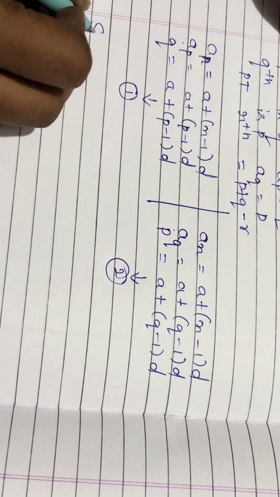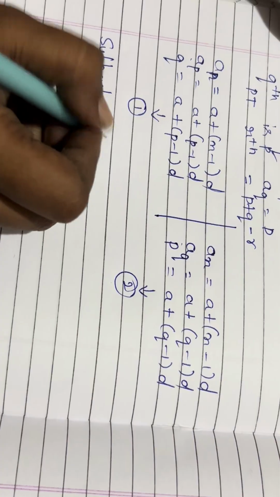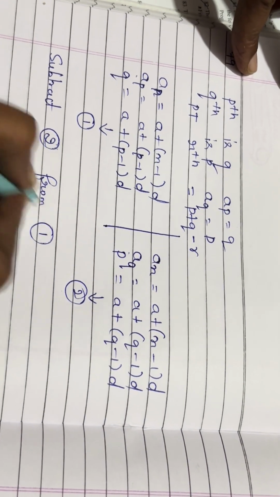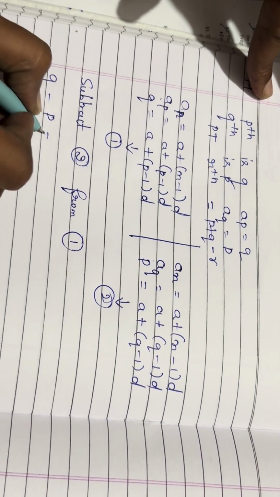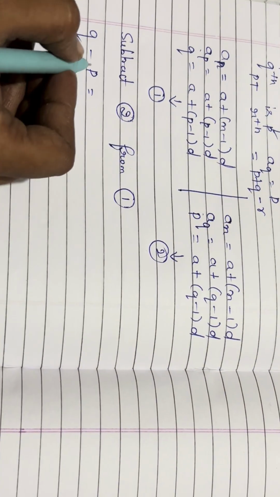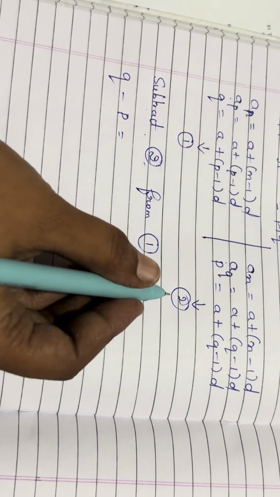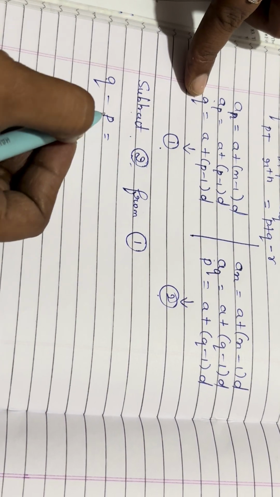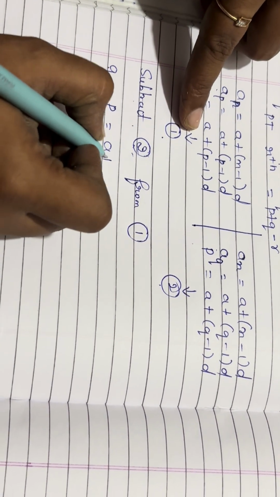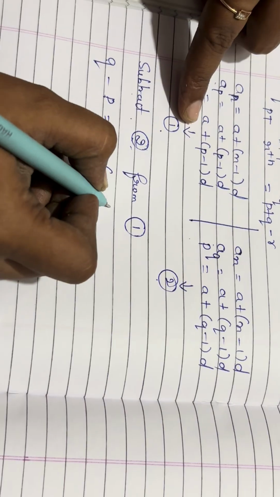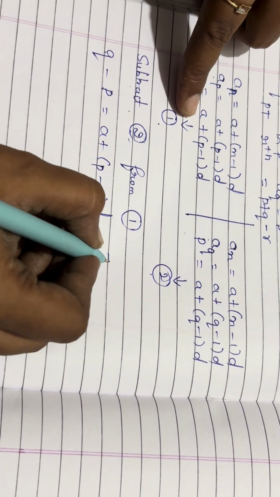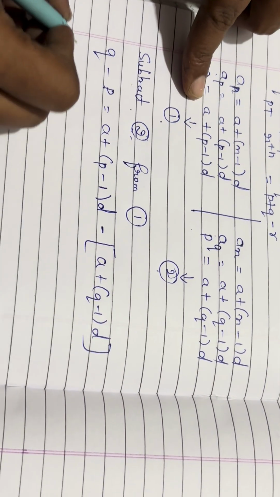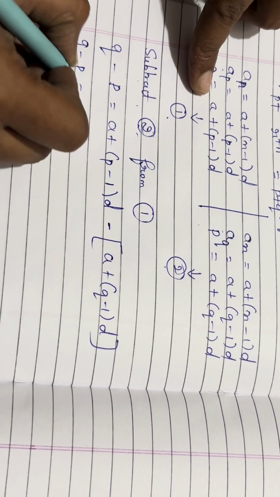Now subtract equation 2 from 1. So Q minus P. Subtract equation 2 from equation 1. So the first equation Q, subtract P. So A plus P minus 1 into D minus of A plus Q minus 1 into D. So write Q minus P as it is.